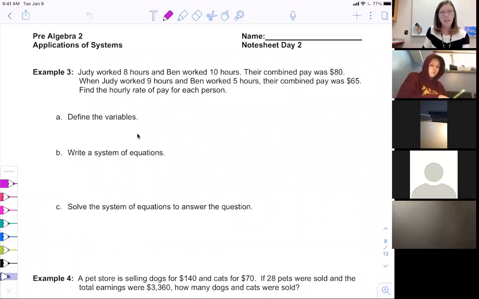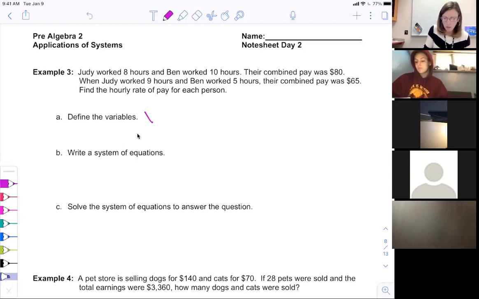So we're going to try and do the same exact thing. Judy worked 8 hours and Ben worked 10 hours. Their combined pay was $80. When Judy worked 9 hours and Ben worked 5 hours, their combined pay was $65. Find the hourly rate for each person. So we want to know, how much did they make per hour? What were they getting paid per hour?